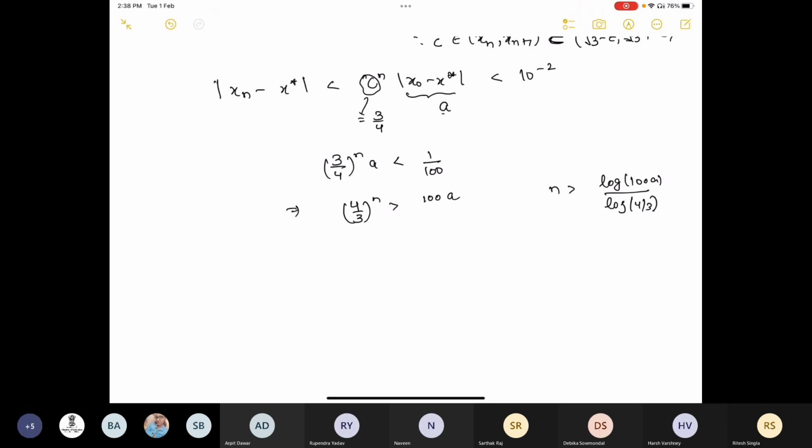Are we good till here? This is the number of iterations. So it is not exactly the number of iterations. I'm not saying it is the least number n such that the error will be less than 10 to the power minus 2. So let me write that.